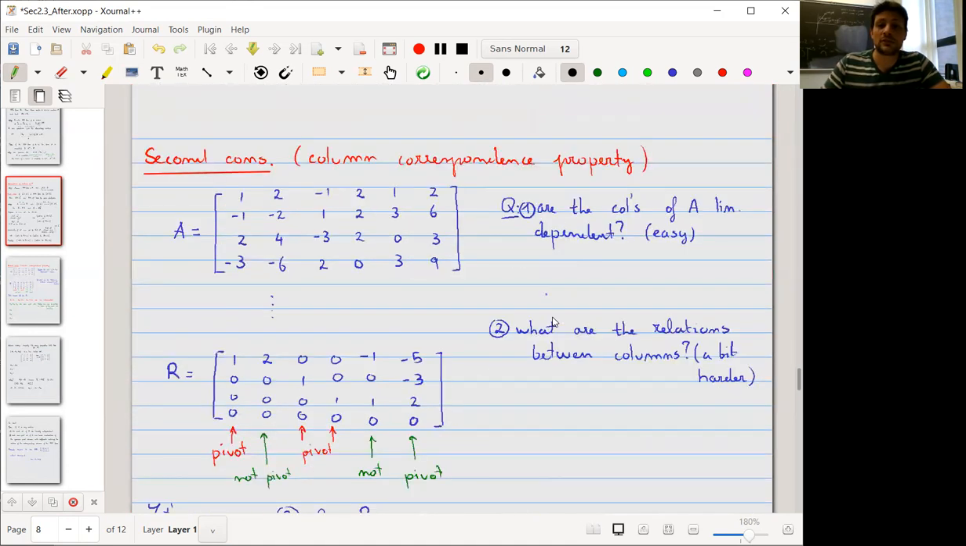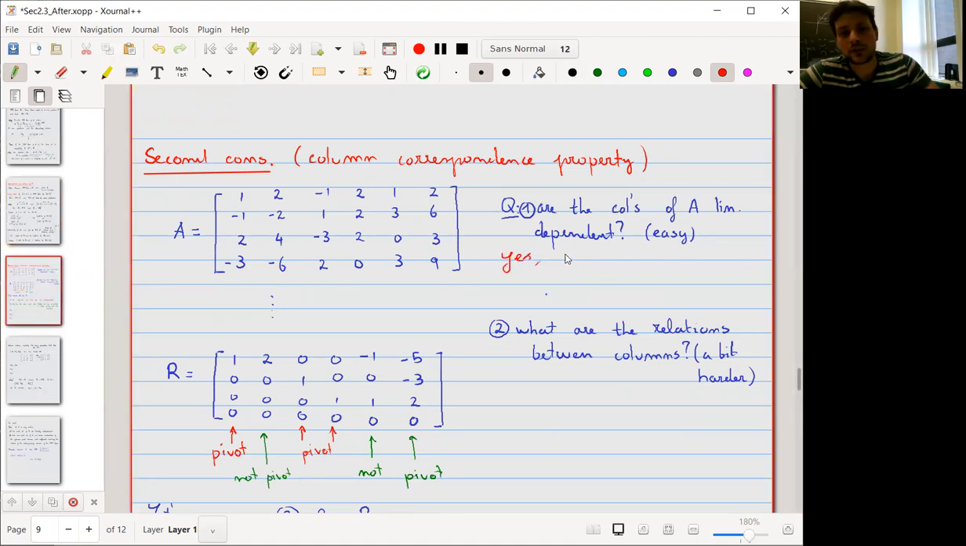The second consequence is maybe the most important, enough to get its own name, which is the column correspondence property. Let's try to think about what it entails. Suppose you have a matrix A. It's given here. It's a 4x6 matrix. The first question that I could ask you is, are the columns of A linearly dependent? And the answer would be yes, because the columns of A are vectors in R4, and so there can be no more than 4 linearly independent columns. So if I look at all of them, they must be linearly dependent. So yes, for dimension reasons.